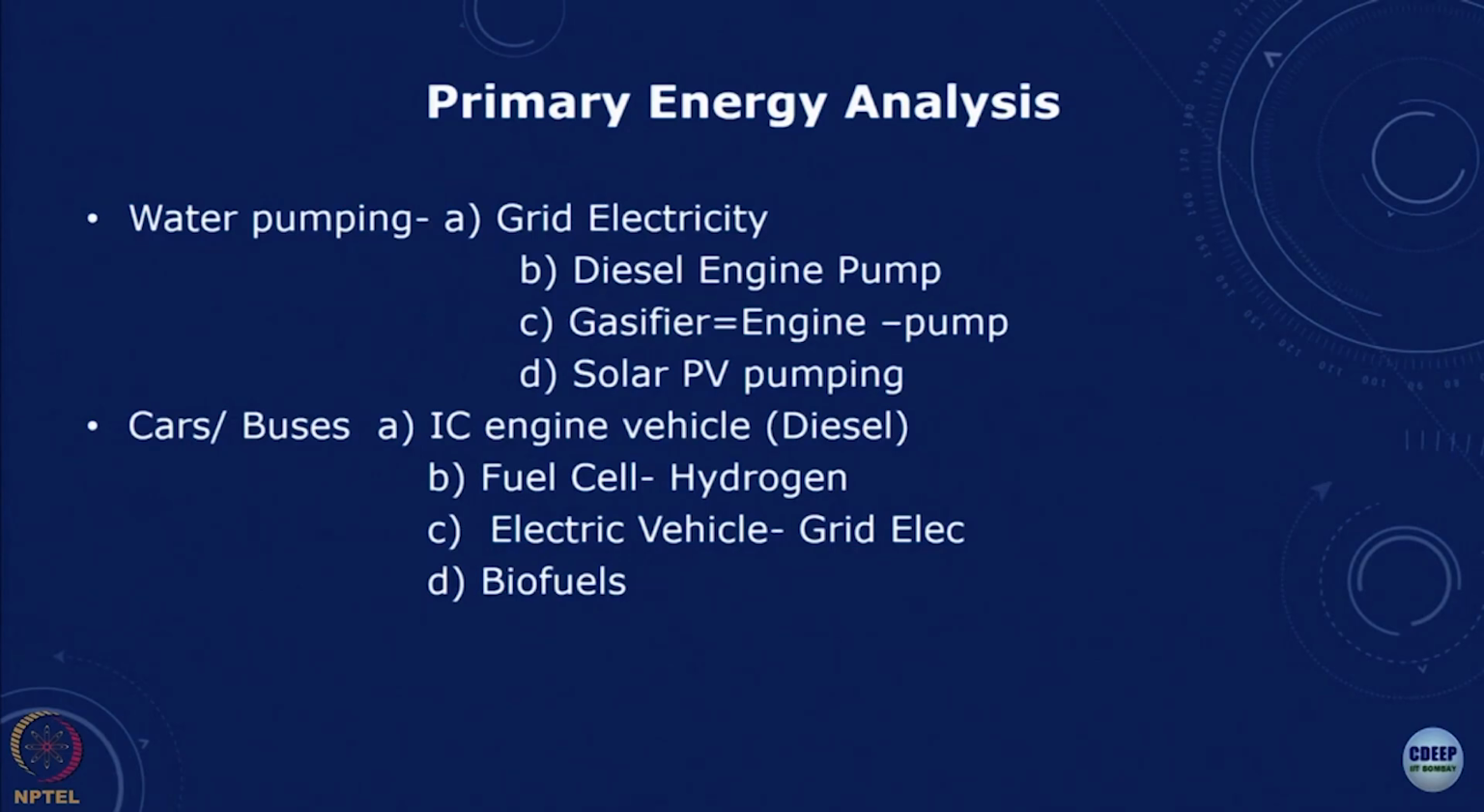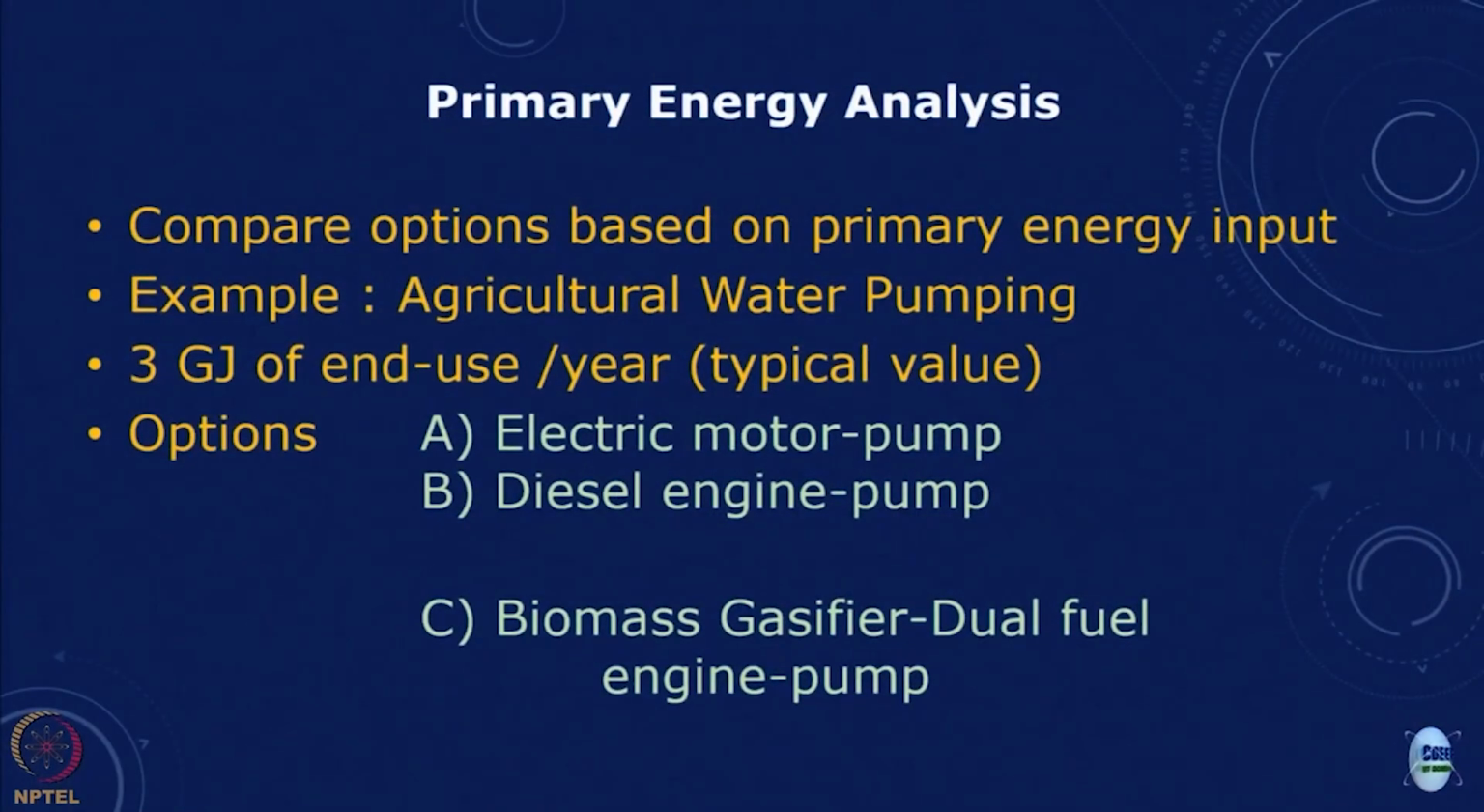Similarly, you can think in terms of cooking. For cooking, write down the different sets of options that we can have, and then for each of these again you can think in terms of making these calculations for primary energy. So let's look at the first option, that is water pumping, and we want to compare the options based on primary energy input. The example is agricultural water pumping.